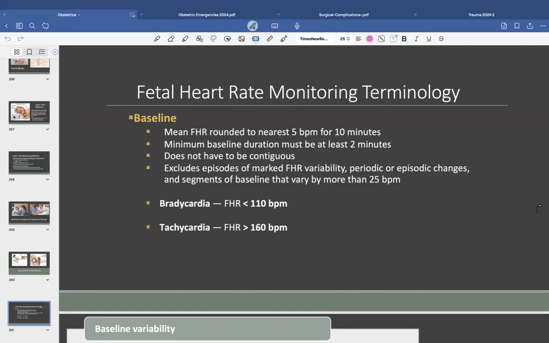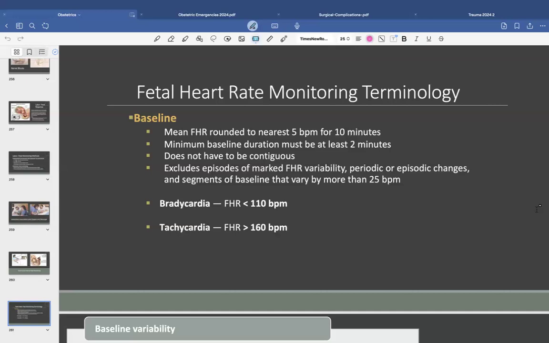So first you want to establish your baseline. What is the baseline on the fetal heart rate? This is your mean fetal heart rate, rounded to the nearest 5 beats per minute, over 10 minutes. We'll look at one of those in a second. The minimum baseline duration must be at least 2 minutes. This does not have to be contiguous. This excludes episodes of marked fetal heart rate variability. So we'll look for the baseline heart rate here in a second.